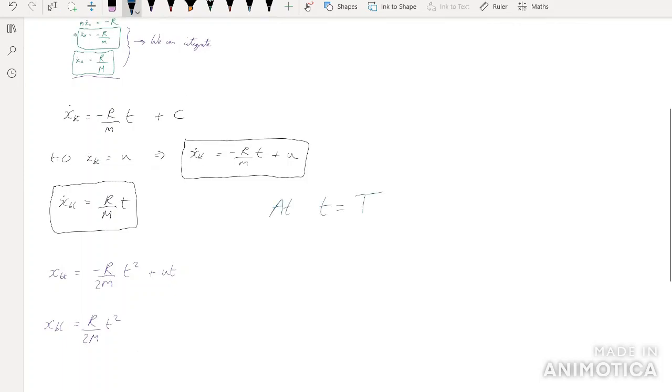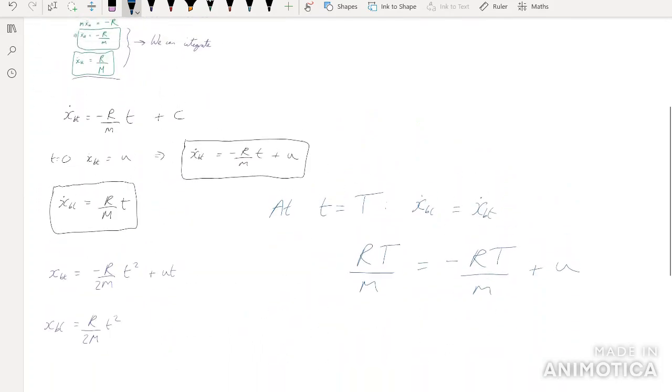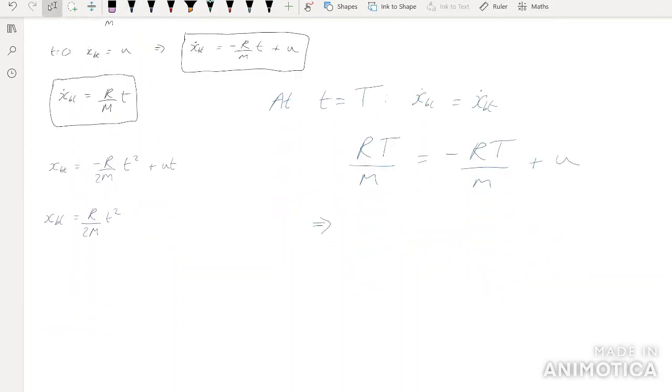So at t equals T, we have x dot block must be equal to x dot bullet. And so what does that tell us? Well, it tells us that RT over M is equal to minus RT over little m plus U. Okay, so now we've used that, and let's rearrange this. Well, what's going to be helpful from this? What has this actually done? Well, this has told us what T is.